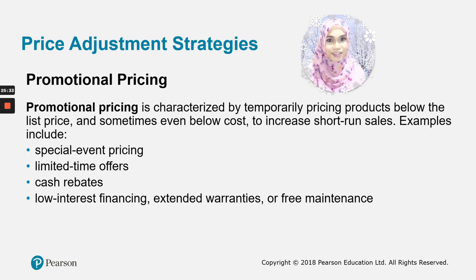You can also get cash rebates, like 10% cash. They don't give you cash, in Shopee they give you coins, right? During the 12/12 sale, they have this 50% cashback rebate, but of course they capped it at 3,000 coins, I think. Other than that, you can also offer low interest financing, extended warranties, and free maintenance. For example, when you ask people to buy a car, today only you can get the car at this price, with low interest financing, extended warranty and free maintenance for 5 years. So that is promotional pricing.